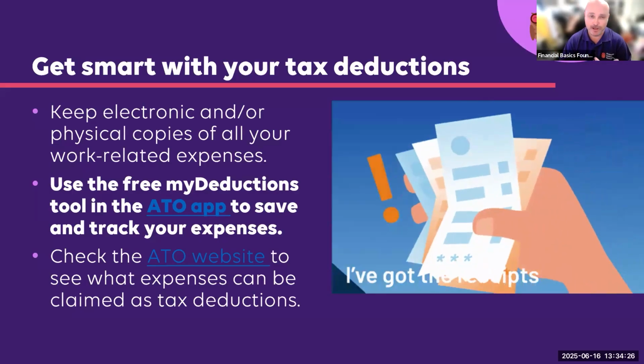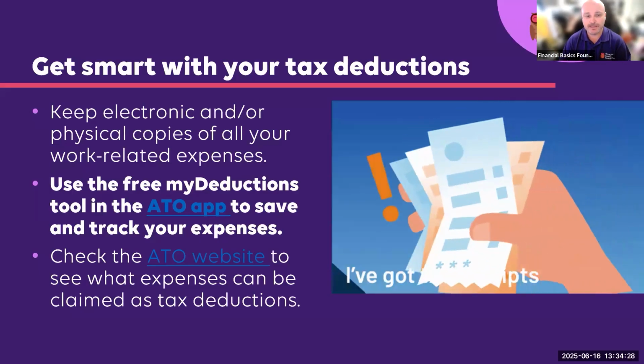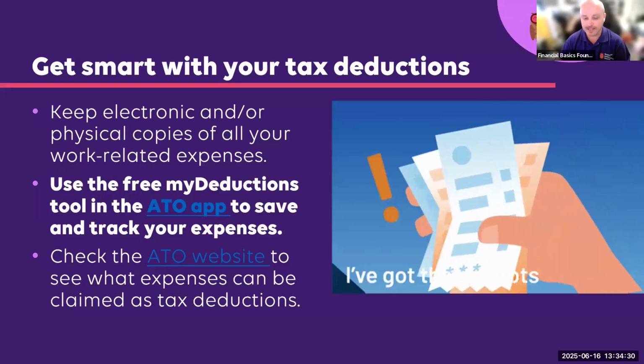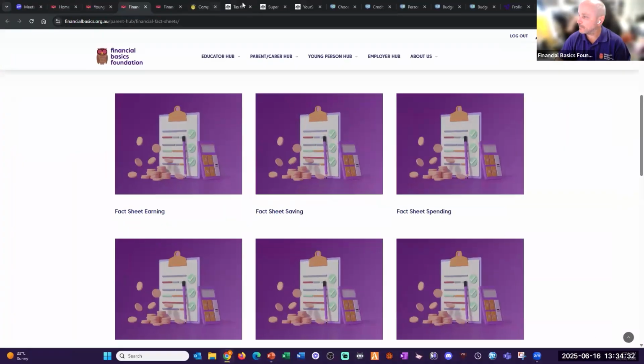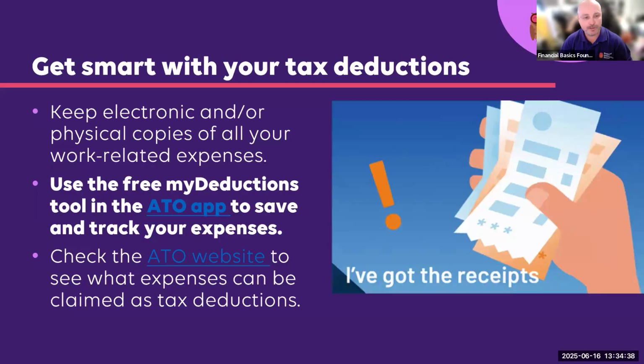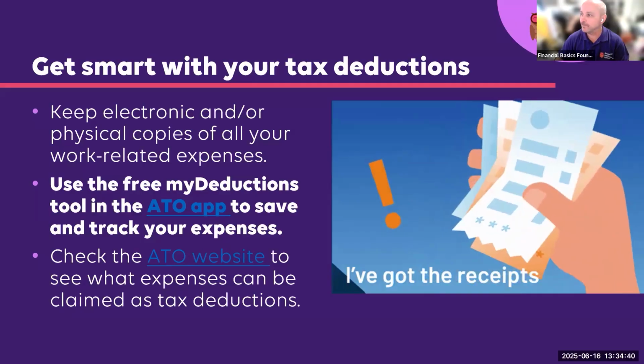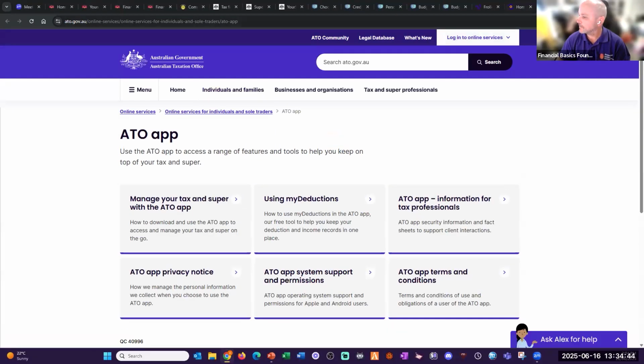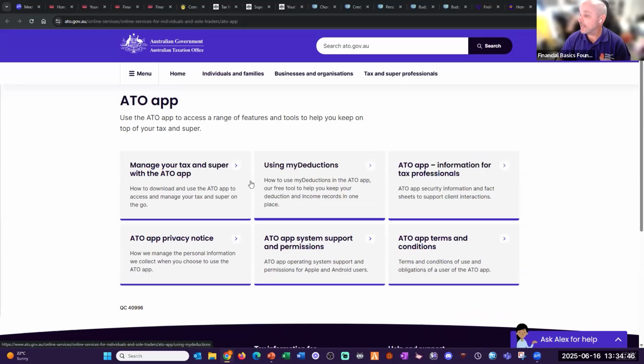If you're not sure if it's a work-related expense, especially if you use something like the ATO app, which is one of the ones that, oh, no, that's not what I want. Where is it? I didn't open it up. My apologies, let me open the ATO app up. Apologies for that one. Oh no, I did have it open.